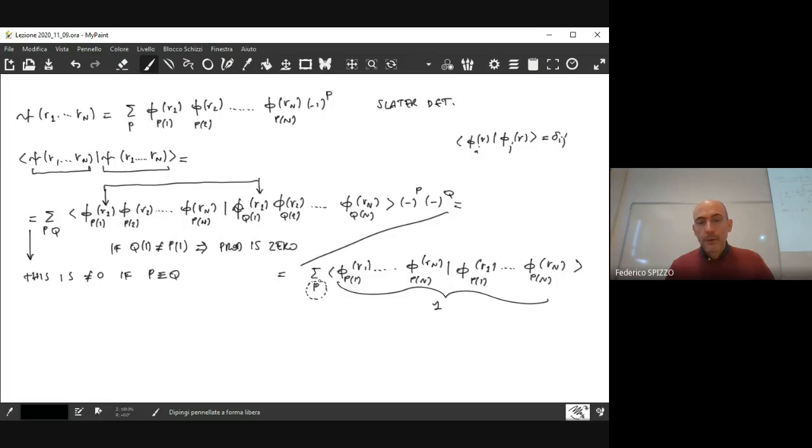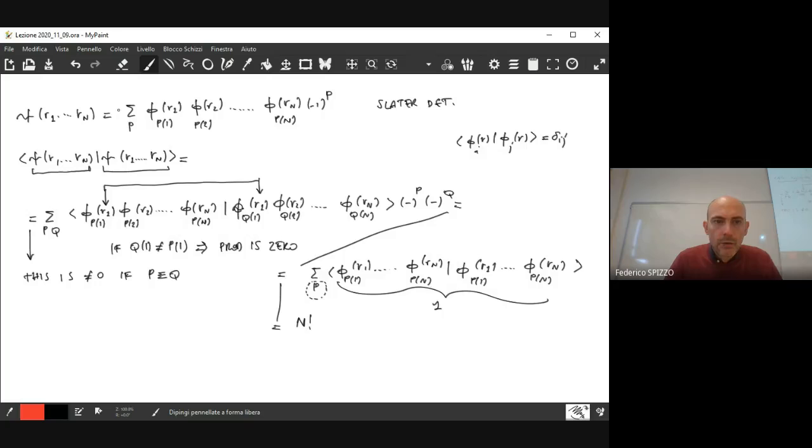And we have a 1 value for each of the possible permutations that we may consider in this set. P is a permutation belonging to the possible permutations of n elements. So the total number of permutations is factorial n. Since this scalar product gives you 1 for each of the permutations, and the number of permutations is factorial n, this scalar product is equal to factorial n. So the normalization coefficient that we have to apply to the Slater determinant is 1 divided by the square root of factorial n.